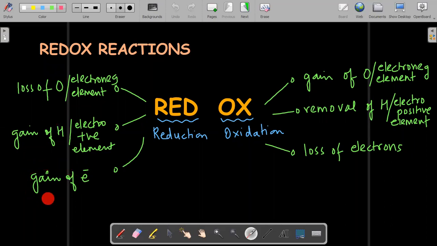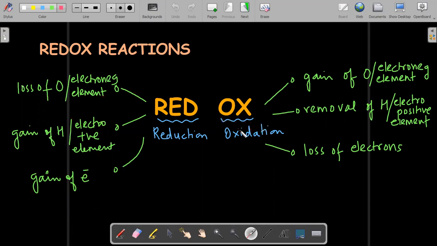And in third terms, reduction is what? Gain of electrons. So I'll revise this once. Loss of oxygen or any electronegative element, gain of hydrogen or any electropositive element, and gain of electrons. These are the compiled definitions of the reduction process. The reduction process can be identified by any of these three methods.